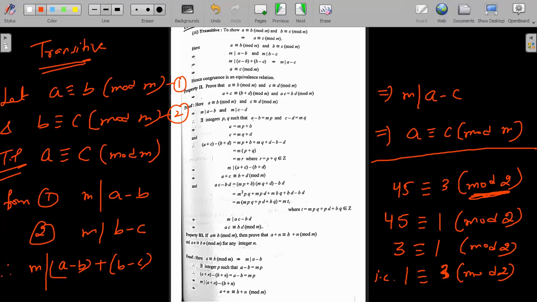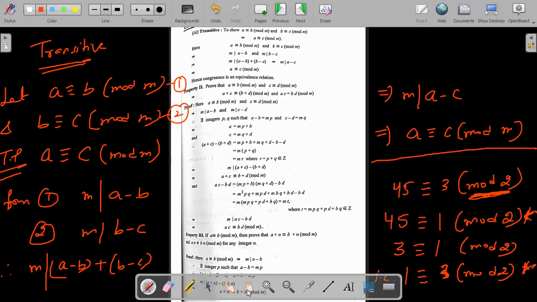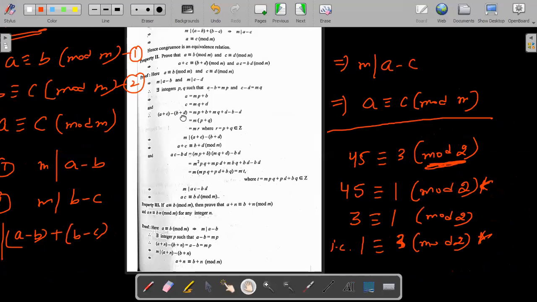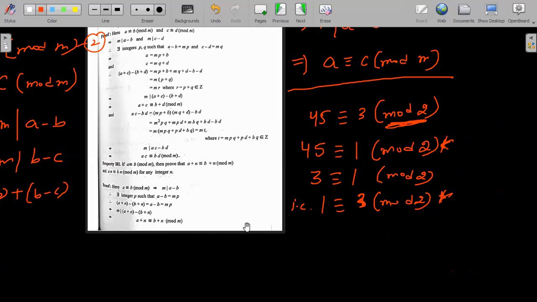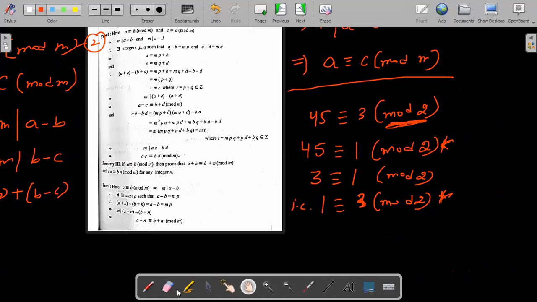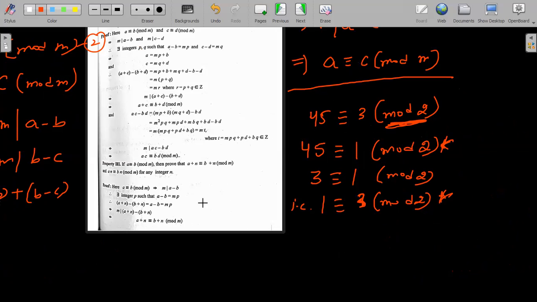Yes, ma'am. So now if you see from these two star relationships, first relationship कह रहा है 45 is congruent to 1 mod 2. Second relationship कह रहा है 1 is congruent to 3 mod 2. So अब ये देखो transitivity नहीं बन रही. Yes, ma'am. So time is getting over, so we will continue from here tomorrow. So what we get from here is 45 is congruent to 3 mod 2.